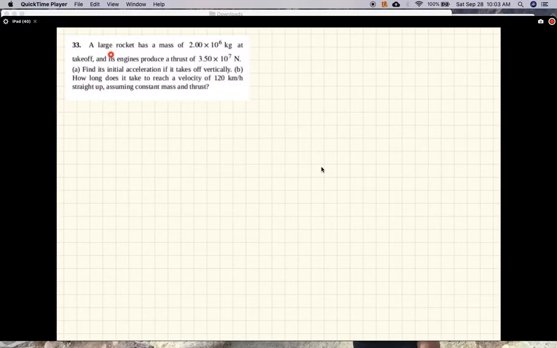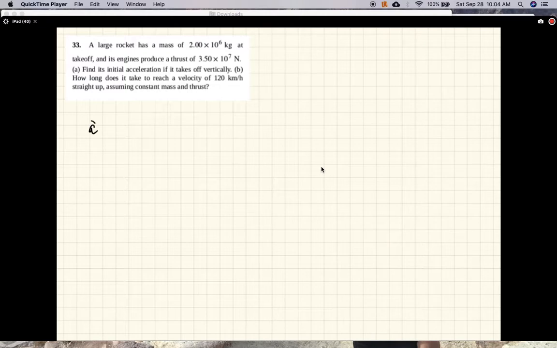Okay, this problem says a large rocket has a mass of 2 times 10 to the power 6 kg at takeoff. Its engine produces a thrust of 3.5 times 10 to the 7 newtons. Find its initial acceleration if it takes off vertically, and how long does it take to reach a velocity of 120 kilometers per hour straight up, assuming constant mass and thrust.